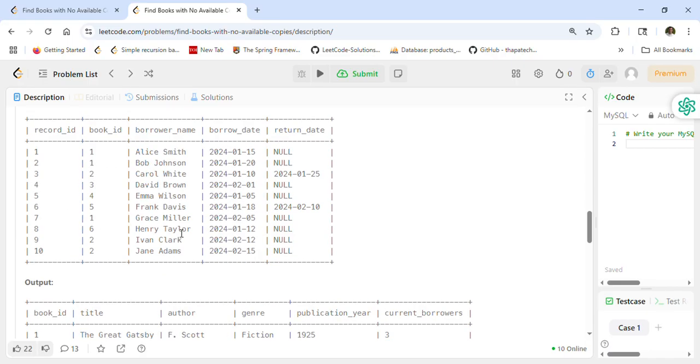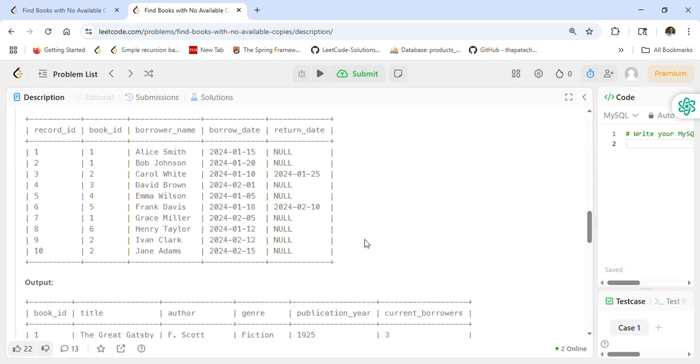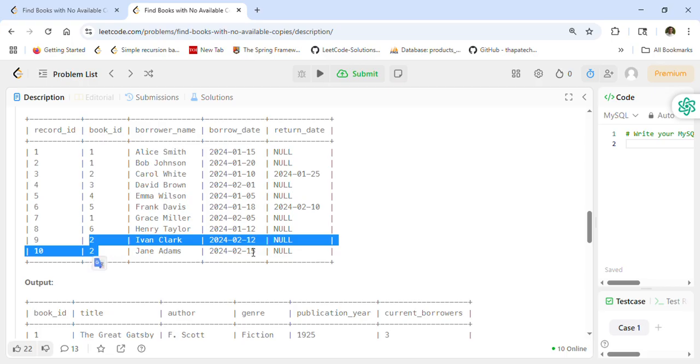I hope you clearly understood with this example. For the other books, you will see that not all the copies are currently borrowed. For example, the number 2 book has 3 copies, and how many copies are currently borrowed? This one we cannot count because it is returned, since the return date should be null. These two we will count because the return date is null. So you have 3 copies, and only two people have checked out copies.